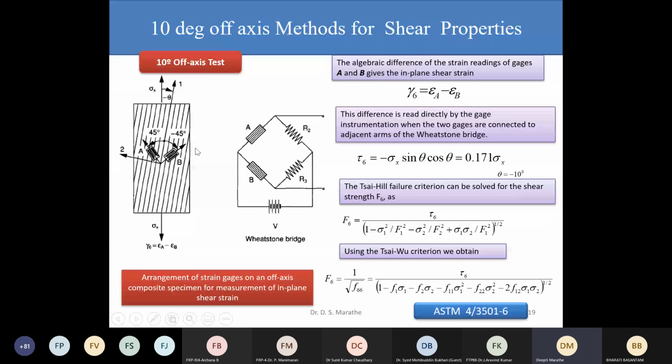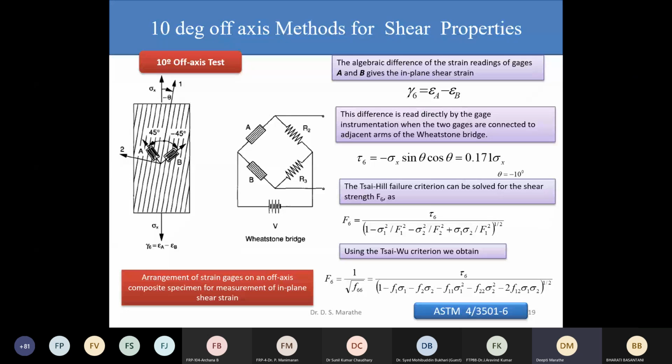And what is going to be tau 6? For tau 6, I am going to use trigonometry and transformation, and from that I am going to get the value of tau 6. And I know that in this case, theta is 10 degrees. To this, I apply the Tsai-Hill criteria of failure. You have already studied the criteria of failure, to get the value of F6 in terms of sigma 1 and F1. And also using the Tsai-Wu criteria, this is the value I get here.